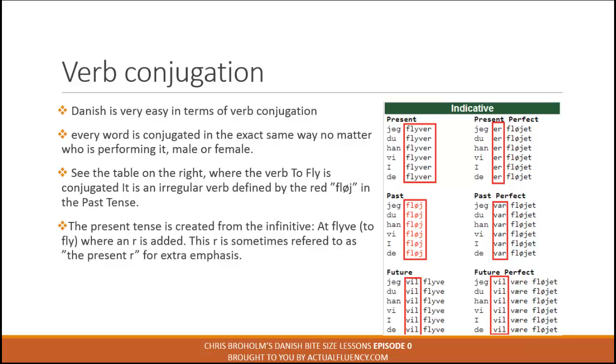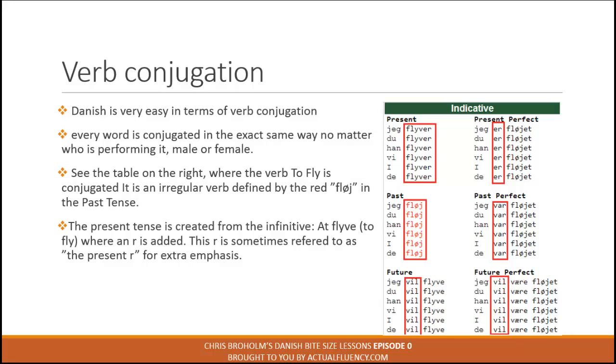This is a strong verb, or an irregular verb, which is indicated by the fact that the past tense is different from the present tense. I could have chosen a non-irregular verb here, but I just wanted to show you an example of how an irregular verb is. Because if you know how irregular verbs work, then you will also be familiar with how normal verbs work. And just a little side note, the verb flyver is made from the infinitive, at flyve, and then you simply add an R to create the present tense.